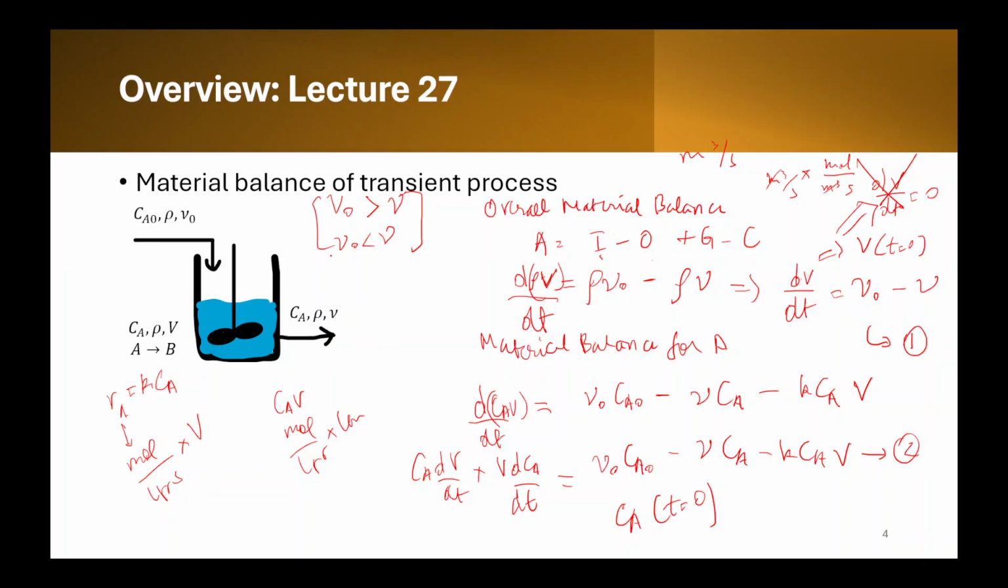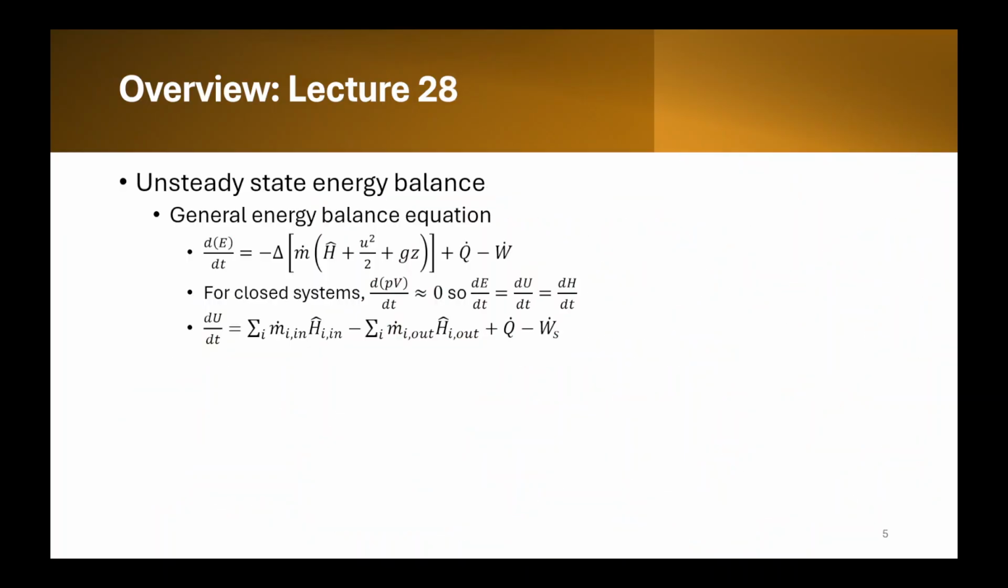Another example of a transient process can be when nu naught is equal to nu, but some fluid is already present in the reactor. That is also another example. Those examples have been solved in the lectures.